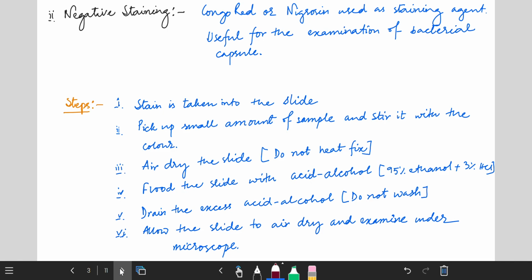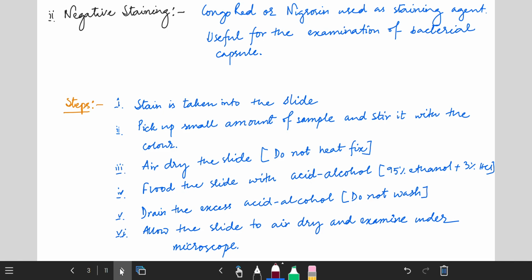Now, what is negative staining? So in negative staining, the background gets stained black or some other color. It can be ash or dark. It means under a dark background, unstained bacteria are observed, which are more visible due to the contrast. Which kind of colors are used? First one is Congo red and second one is nigrosin. These two colors are used in negative staining. And this type of staining method is actually used for the examination or identification of the bacterial capsule, which does not take up the simple stain. That's why negative staining is used.